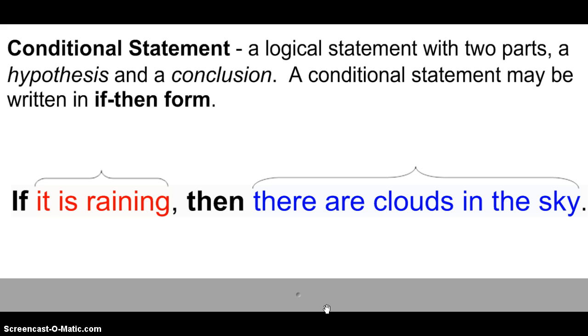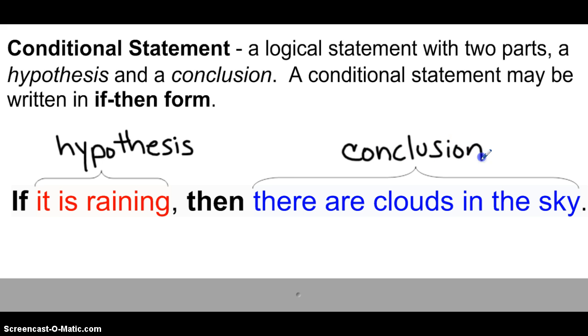There are two parts to every conditional. One is the hypothesis. So if we look at this statement, the hypothesis is whatever is going to be following that keyword if. Okay? Then we have a conclusion. So if this occurs, then what else happens? What do we know? What can we conclude? That would be that there are clouds in the sky. So the conclusion and hypothesis don't actually include those keywords, it's just the statements that follow those keywords.